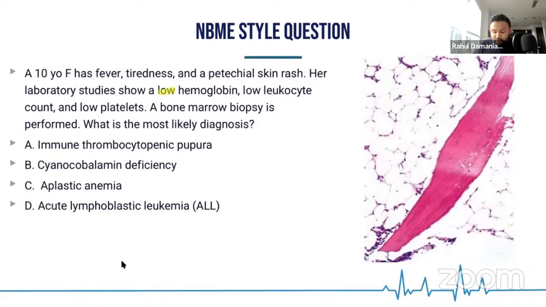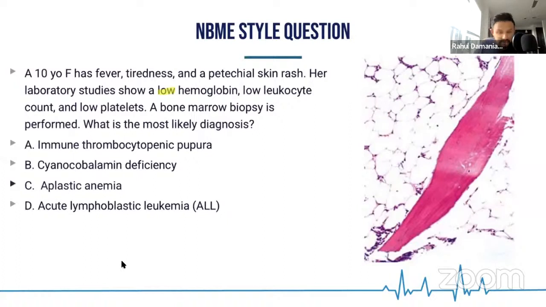So let's go ahead and go through the test-taking strategy. We see that this is a microscopic pathology of what? Of the bone marrow. And we see here a kind of collagen aspect of the bone marrow. Subsequently, you see in this picture this fibrous tissue or this lack of cells, i.e. there's more adipose tissue within the bone marrow. So what do you think is the most likely diagnosis here? A, ITP, B, cyanocobalamin deficiency, C, aplastic anemia, or D, ALL? What do you think is the answer?